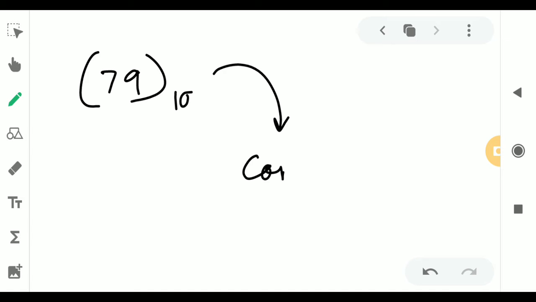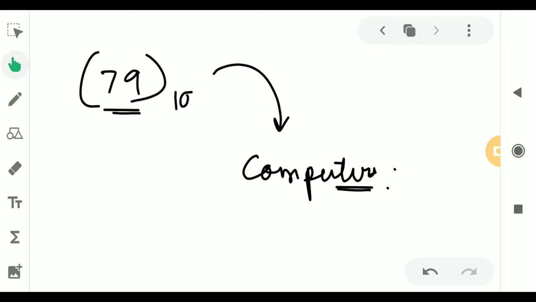Now let us understand how we represent decimal numbers. Let's say 79. This is 79 in decimal number system. But what if we feed this 79 into modern day computers? We know that modern day computers understand the binary language. That means they make use of binary number system. For them, 79 won't be 79.